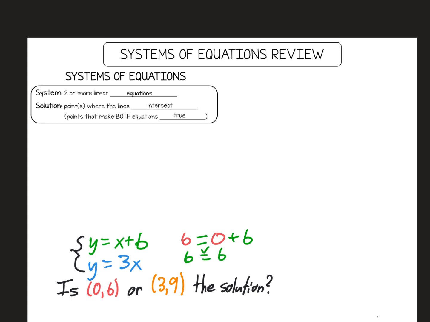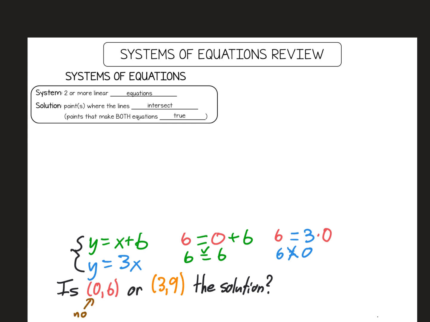However, to make the system of equations true, we need to make sure it works for both equations. So let's try the second equation. 6 equals 3 times 0. 3 times 0 is 0, so we have 6 equals 0, and this is not a true statement. Therefore, (0, 6) cannot be the solution.